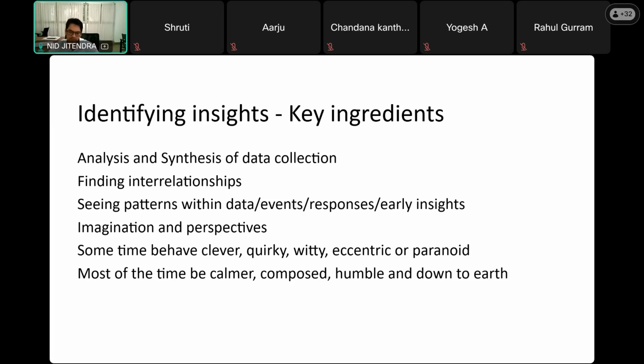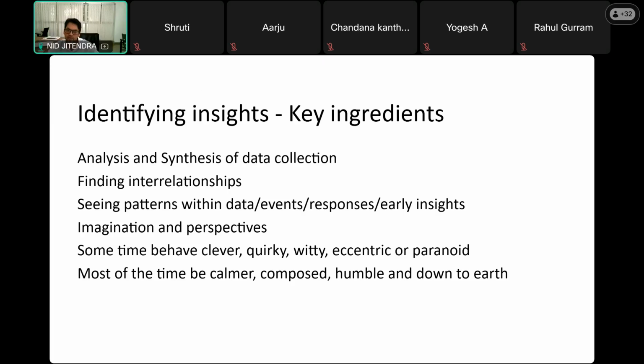You will find that there is some interrelation happening. Sometimes behave clever, quirky, witty, eccentric, paranoid. These could be characteristics you can follow and feel that if I am really interested in finding something, can I behave like this? Can I be more clever and try to see something emerging or not? Or can I be witty and see whether something is there or not? So there are possibilities when you sit in a group and try to analyze information from the research.